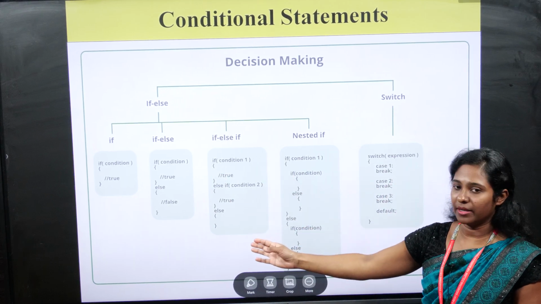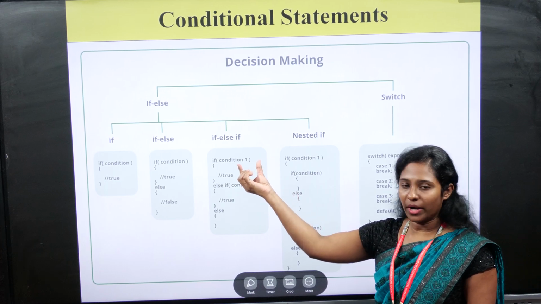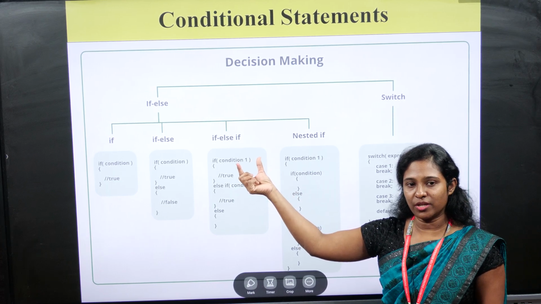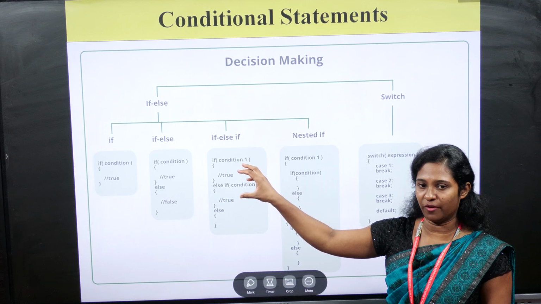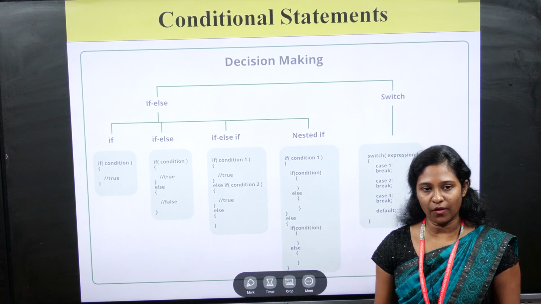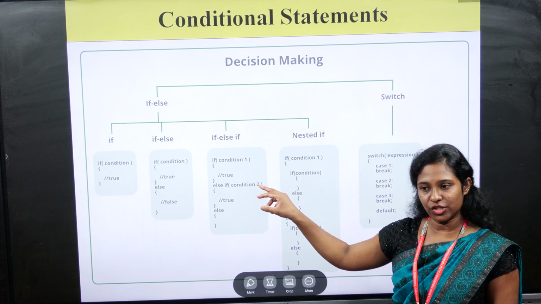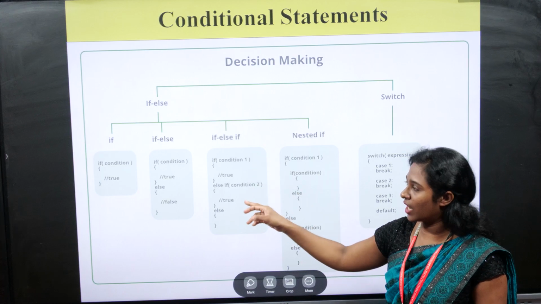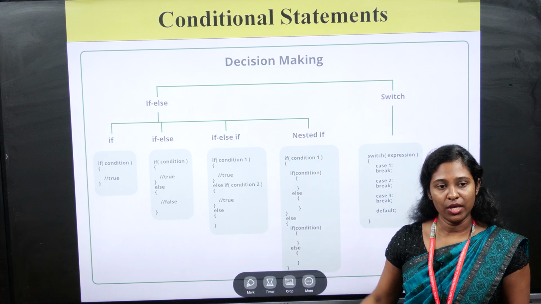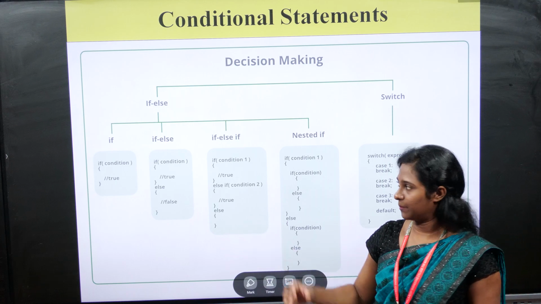And the third category is else if ladder. In else if ladder, you have one condition. If that condition is true, you have an action to be performed. If that condition is false, you have another condition to check, and if that second condition is true, you have another action to be performed. And if none of these conditions are true, you have an else part which will be executed by default.